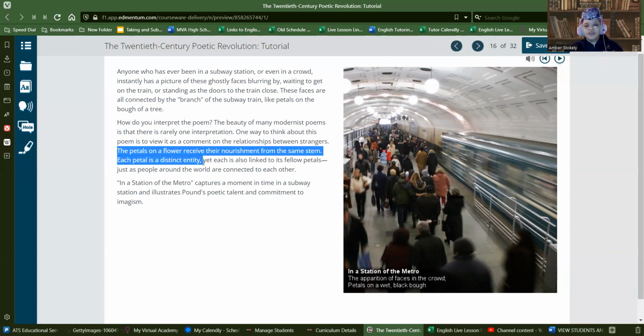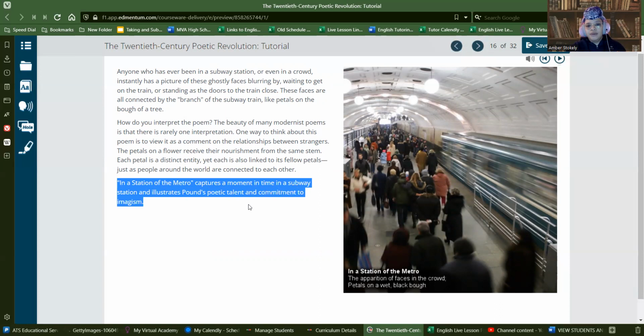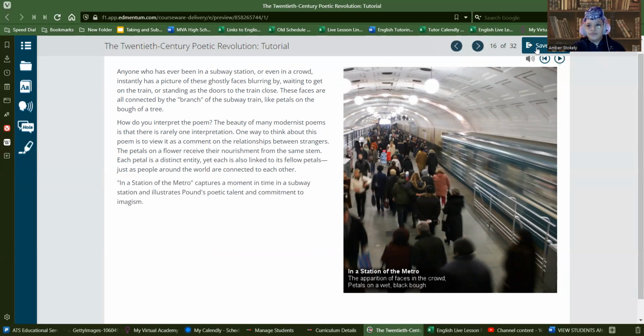So each petal on the tree is its own living thing, but it's also linked to everyone else on the bough, just as people around the world are connected to each other. And technically, people who are catching the train are all connected by the transportation that they're taking. So the point is that this poem captures a moment in time on a subway and illustrates Pound's poetic talent and commitment to imagism, the precise words. Now here they give you a picture of people in the subway, and then they give you the poem so that you can compare this to the image and see if you can see the connection.